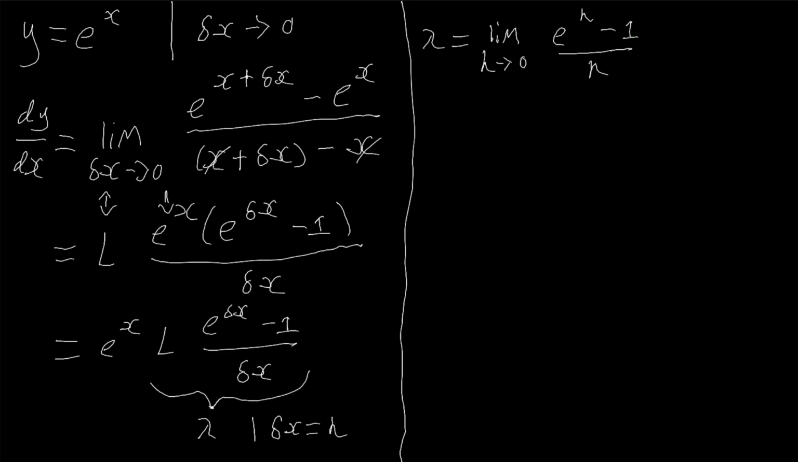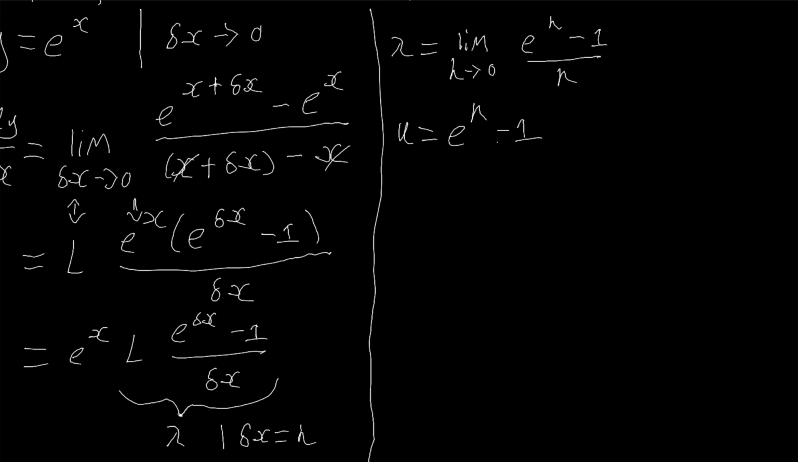Now, for this, we're going to use a bit of substitution. We're going to let some variable u be equal to e to the h minus 1. Now, if we're going to be using substitution here, we need to change the variable in our limit. So we need to consider what happens to u as h approaches 0. Well, as h approaches 0, we know that e to the h is going to approach 1. e to the 0 is equal to 1, of course. So e to the h subtracted by 1 is going to approach 1 minus 1, which is just going to approach 0. So u is also going to approach 0 in this case.